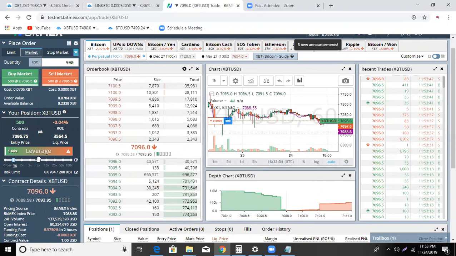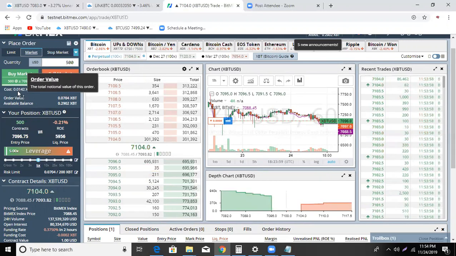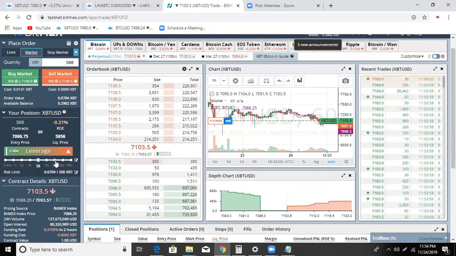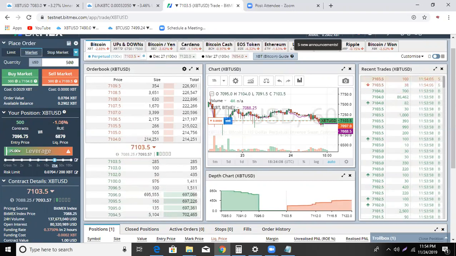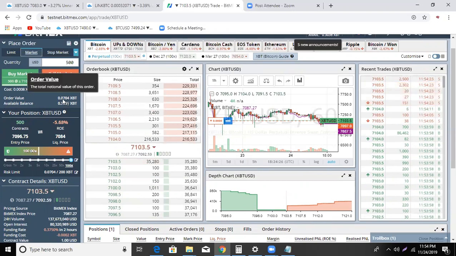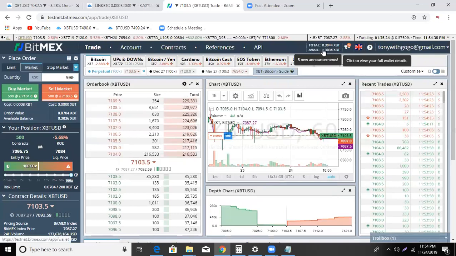But what if I just change my leverage? I change it to 5x. My order value is still 0.07. My cost value changed to 0.01 and my ROE changed to 0.21. Price has not changed yet. I'm taking it to 25x. My ROE changed to -1%, but order value is same. The cost has changed. I'm using it on 50x. My ROE is changed to 2.48%, right? My order value is still same. If I use it on 100x, still my order value is 0.07. However, my cost has changed as exchange is using only 0.008 balance from my balance.